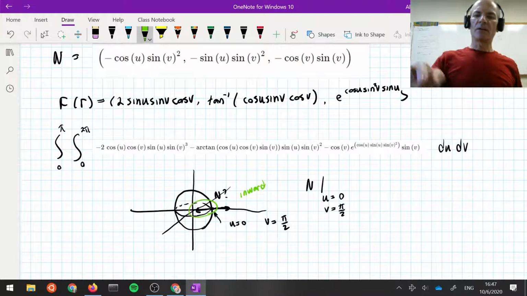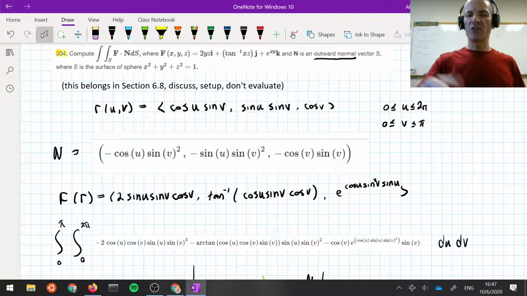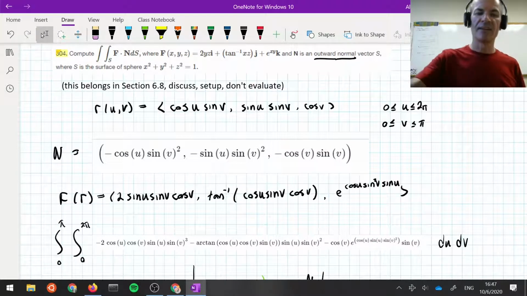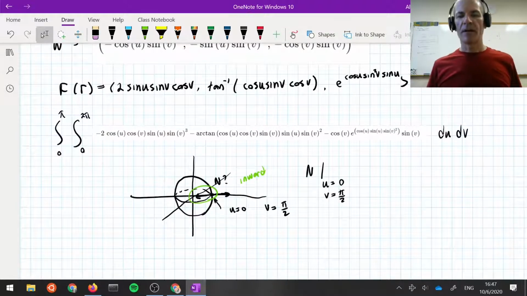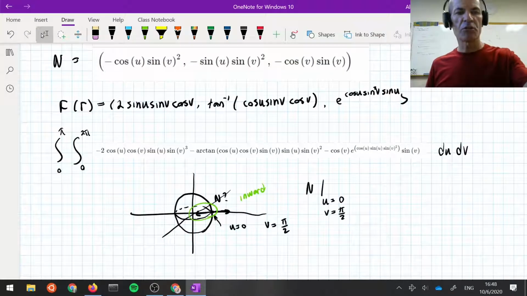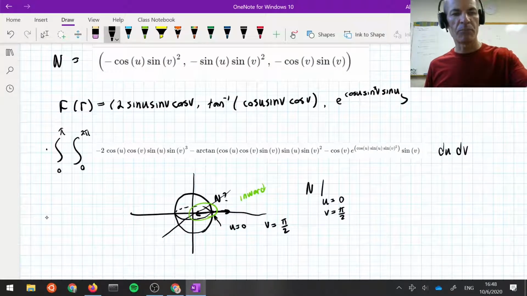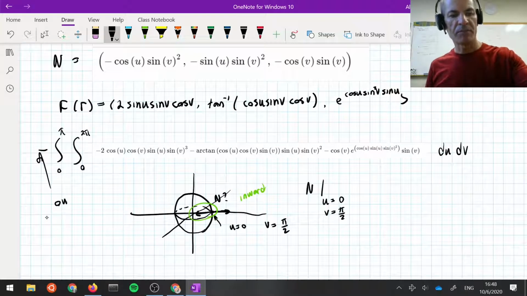And you never know in advance when you set up your parameterization whether r_u cross r_v is going to be inward or outward. You have to test it. So I tested it at this point. I see that it's pointing inward, which means I better introduce an overall minus sign if I want to get the right answer. So this makes it outward.